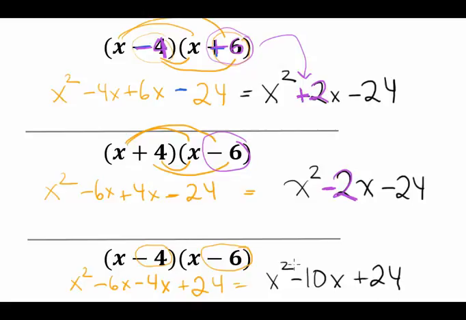Now in this case, notice that both the negative 6 and the negative 4 contributed to the fact that this coefficient is negative. It's like we added both those negatives together, which is essentially what we did. And notice that if both of these pieces of the binomials are negative, our last term is going to be positive, because a negative times a negative is a positive.